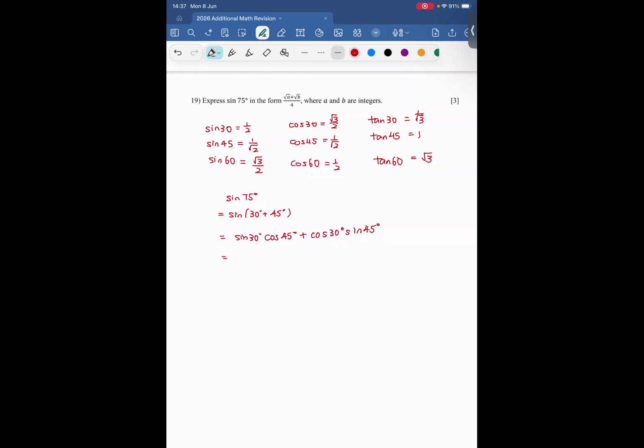Okay, so sine 30 is half. This is 1 over square root 2. This is square root 3 over 2. This is 1 over square root 2. Okay, so this is just 1 over 2 square root 2. This is square root 3 over 2 square root 2. Now the denominator is the same. You just add the numerators together. And what you need to do, you need to rationalize. So times square root 2 over square root 2. Okay, this will give me 4. Okay, that is how you express your sine 75.